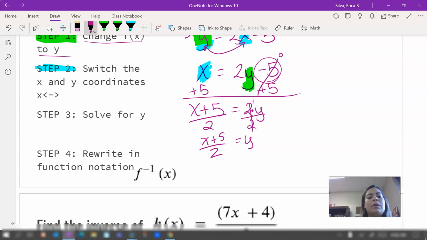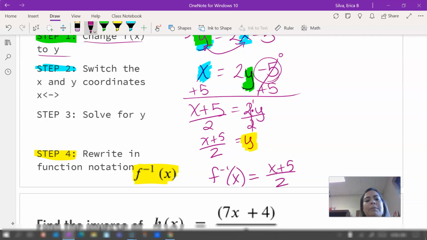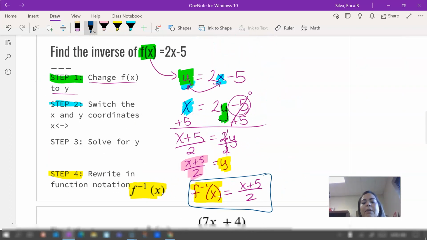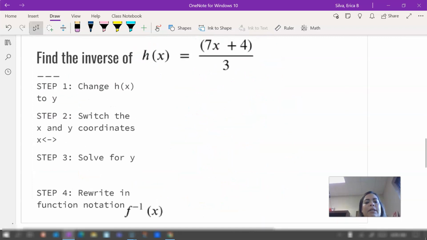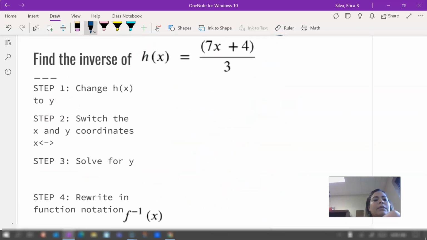And then for our final step, we're going to rewrite it in function notation. So you're basically changing this y to the inverse function of x. So the inverse function of x is equal to x plus 5 divided by 2. And that's it. That's the inverse of our original function. All right, let's go ahead and try this next one.